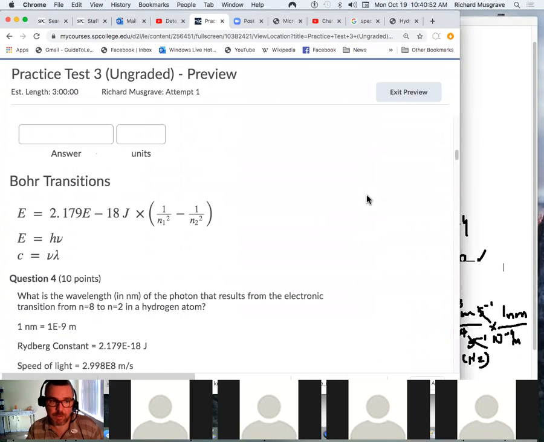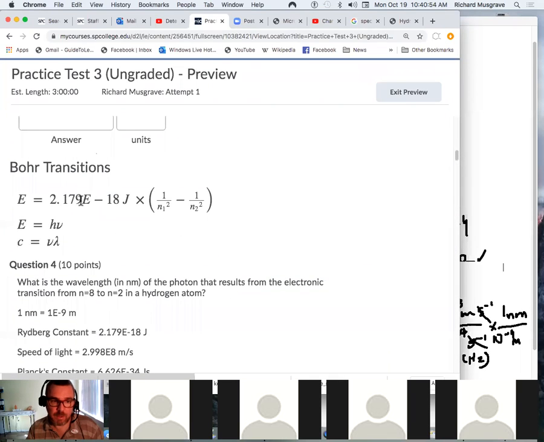So we're looking at Bohr transitions here. You'll notice that I give you these formulas. You see them here: E equals h nu, c equals nu lambda. So all of that's given to you. You don't have to memorize any of that.